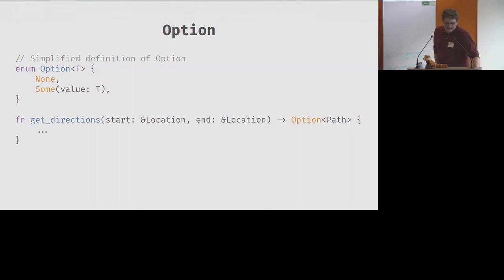And then this interacts with, you can say, match on this. So you can say, I would like to know, in this case, if it is some, I will do this. And if it is none, I will do this. And this is where the flow control that I talked about comes in.